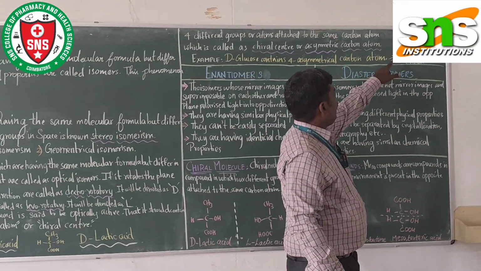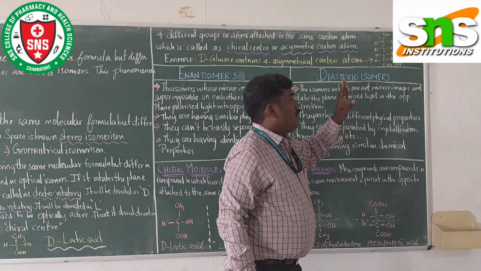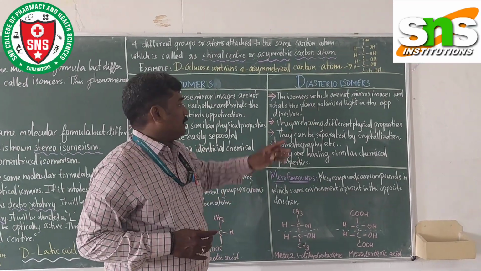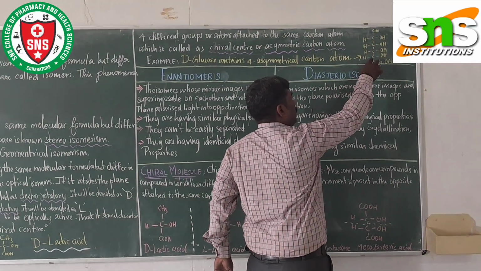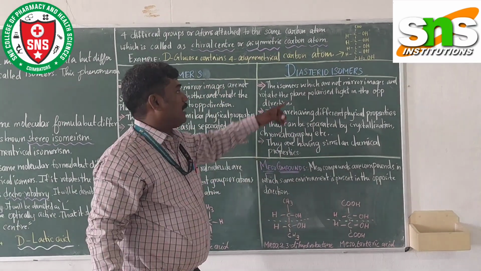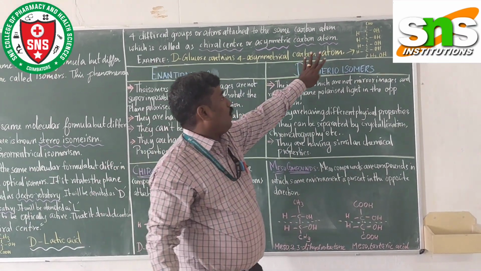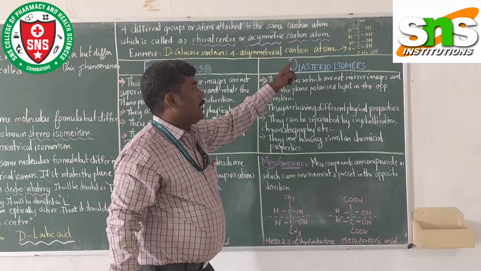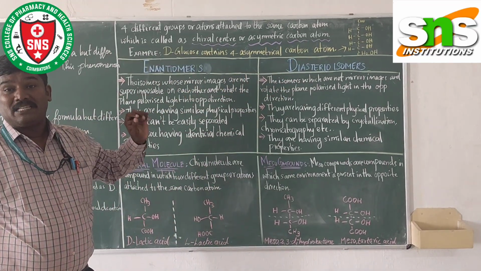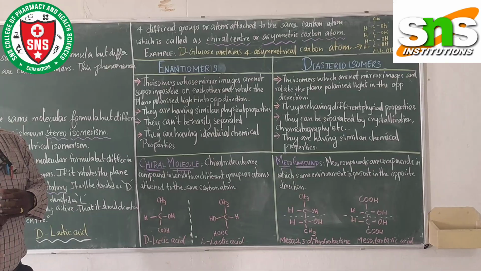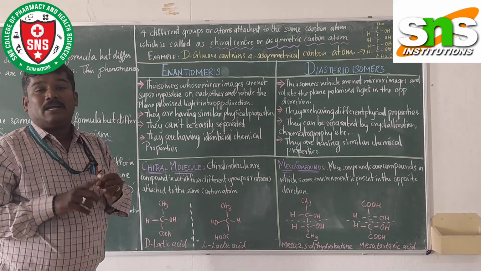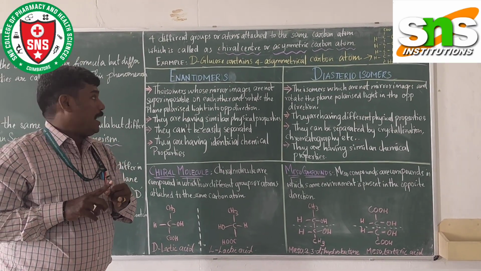Similarly, this is a compound which has four asymmetric carbon atoms, that is D-glucose. Here we will find that four different groups or atoms are attached to the carbon atoms, so four asymmetric carbon atoms are present. This example is D-glucose. Then one important term we have to know: what is an enantiomer and what is a diastereoisomer.